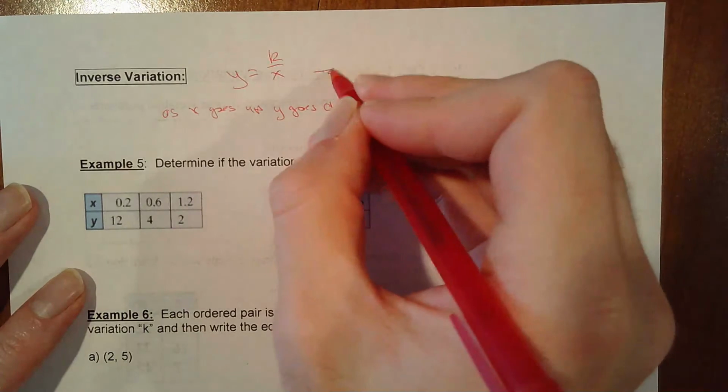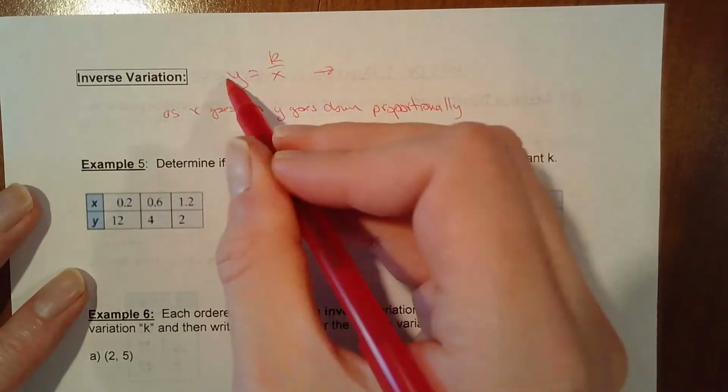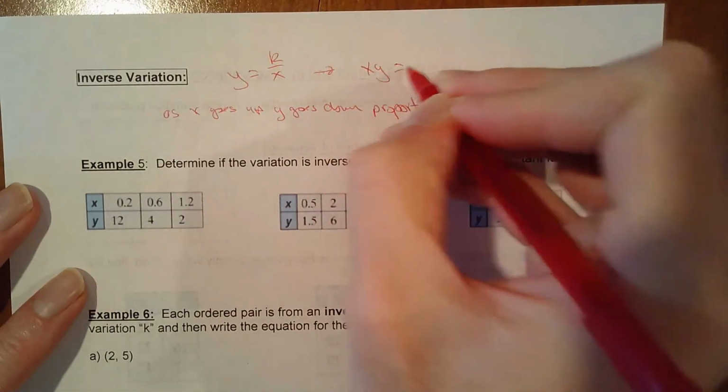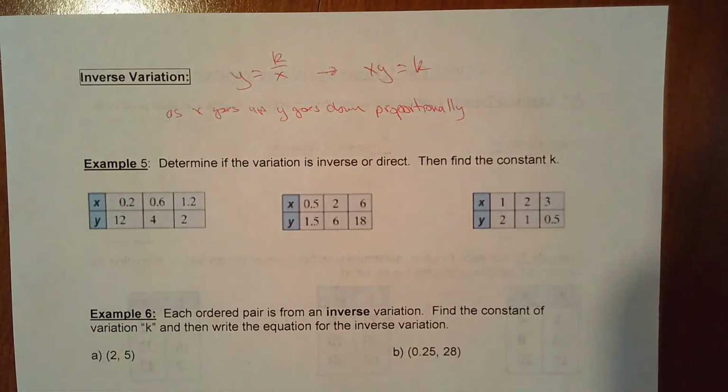And the fastest way to find the constant variation would be to multiply x over. So x times y would equal k. So if they're asking for k, just take x times y. If they're asking for the equation, plug it into that first one. Okay. Determine whether the variation is inverse or direct.